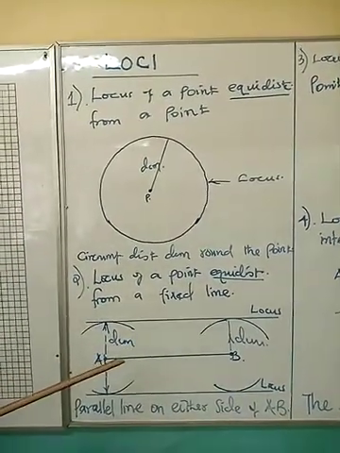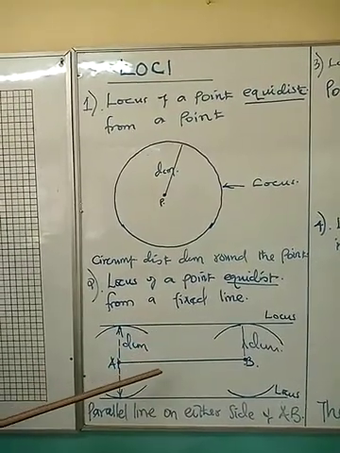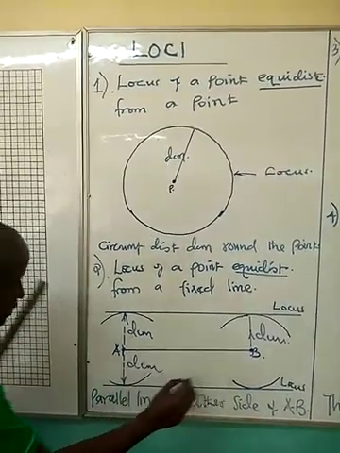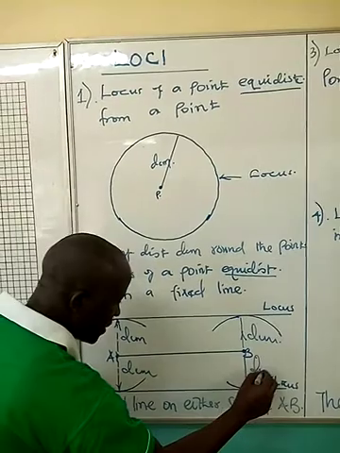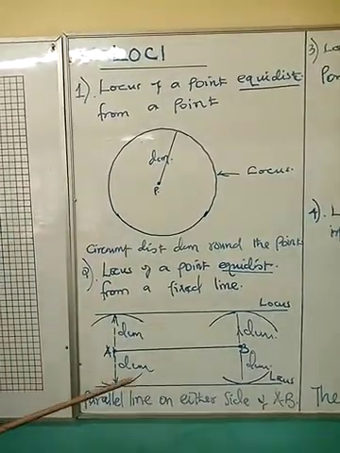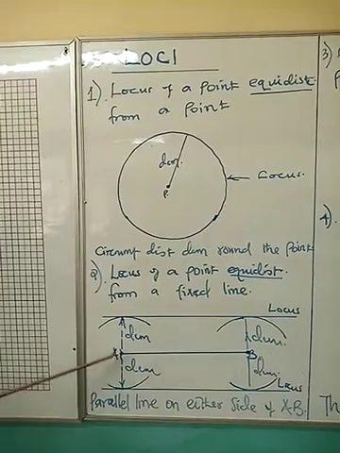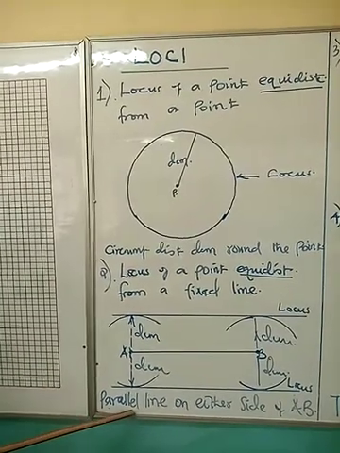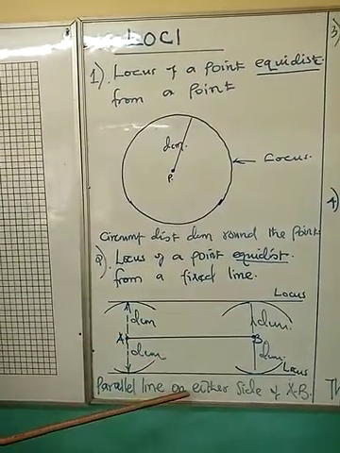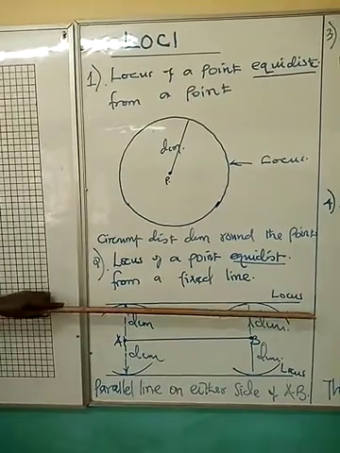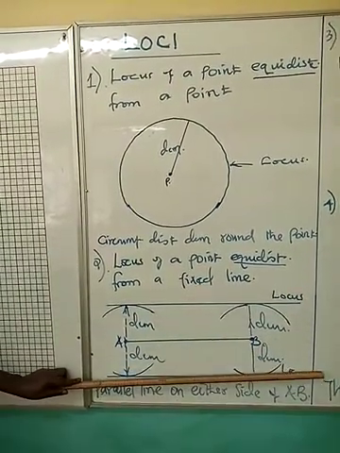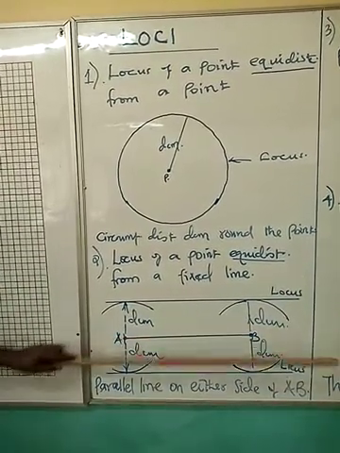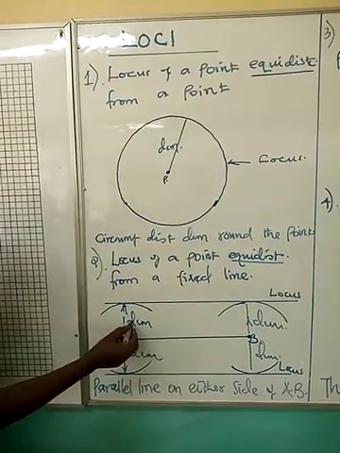And therefore you can walk above line AB, or you can walk below line AB, but you maintain a constant distance d centimeters. This is my d centimeters above or below line AB. And therefore the locus of a point equidistant from a fixed line is a parallel line on either side of line AB. So it can be up or it can be below, but the distance the two parallel lines are above or below line AB is a constant distance d centimeters.